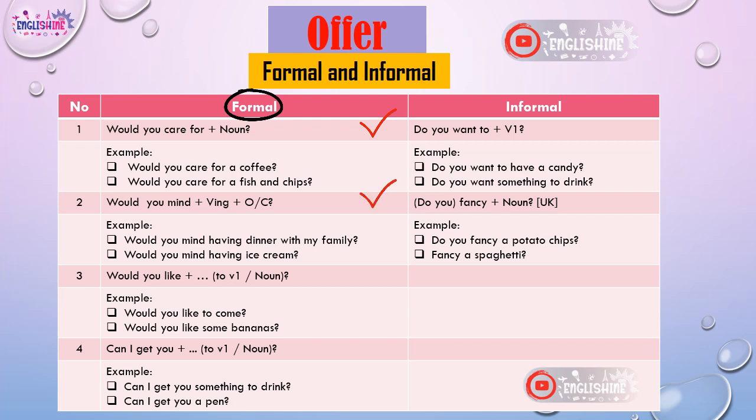Second, would you mind plus verb-ing plus object or complement. For example, would you mind having dinner with my family? And would you mind having ice cream?